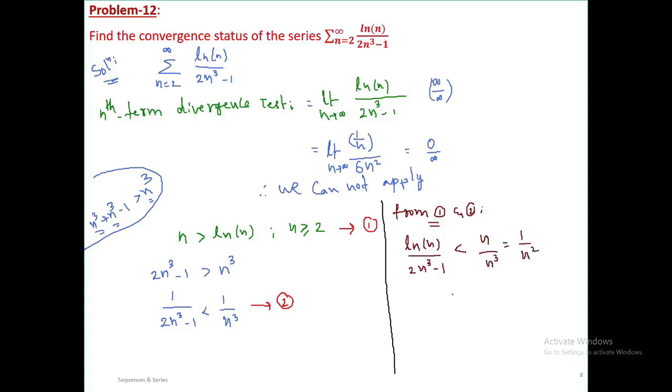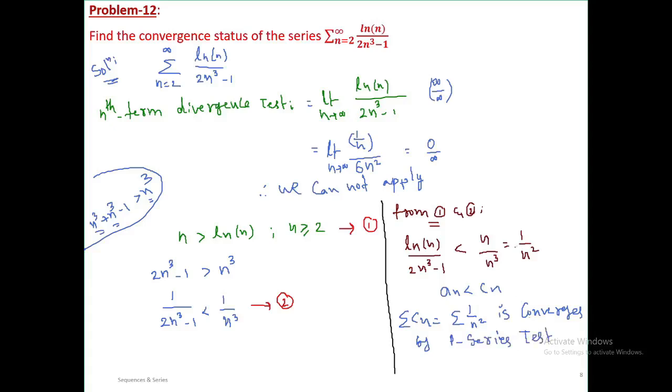So now it is like an is less than cn kind of. An is less than cn. So therefore series cn is what? Series 1 upon n square. And this converges by P series test. P series test, because P is equal to 2 you are having, this is more than 1. So therefore by P series test it converges.